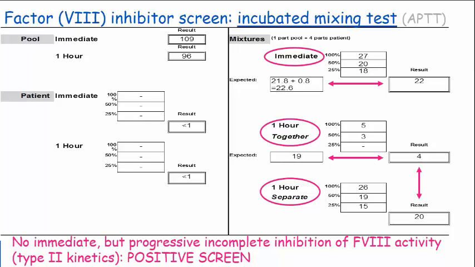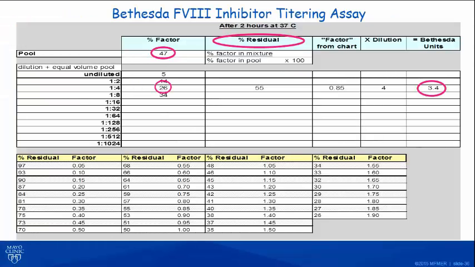So this sample doesn't show immediate inhibition, but after an hour incubation, if you incubate the normal and the patient, you can predict what you would get, and here we don't. And so this is a progressive but incompletely neutralizing inhibitor with characteristics that would essentially define it as a factor 8 inhibitor, very likely.